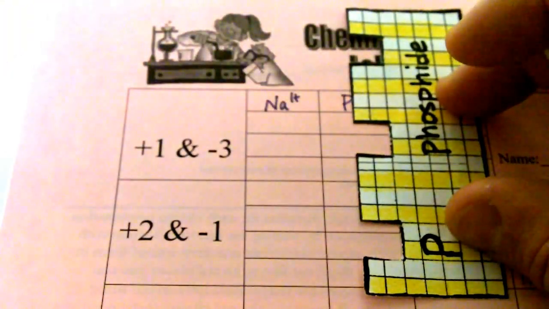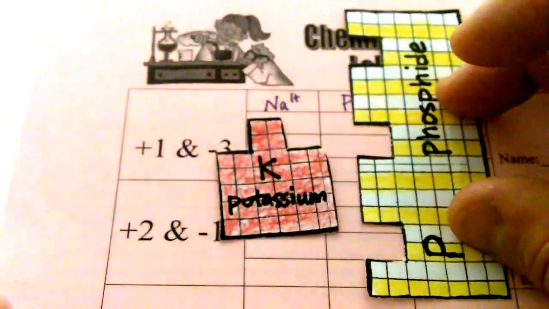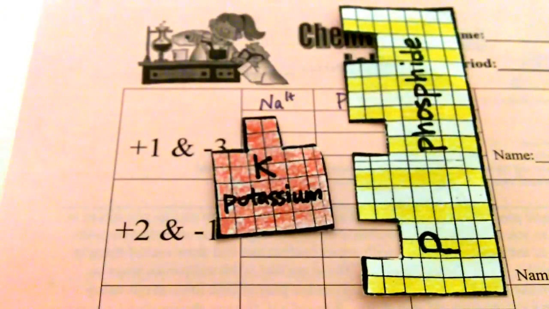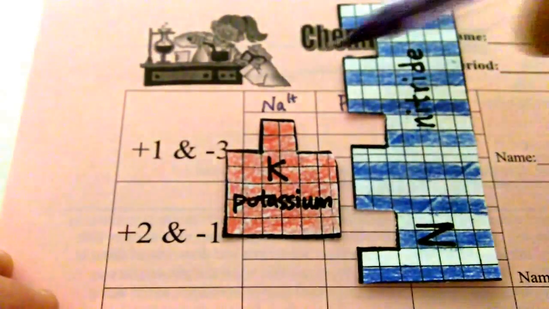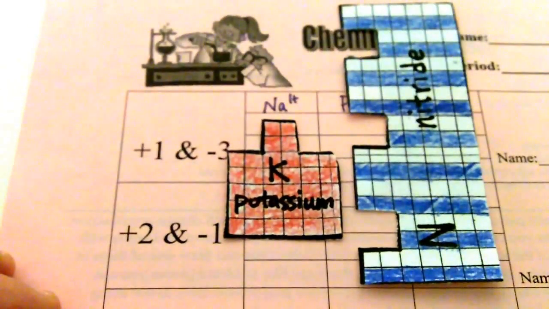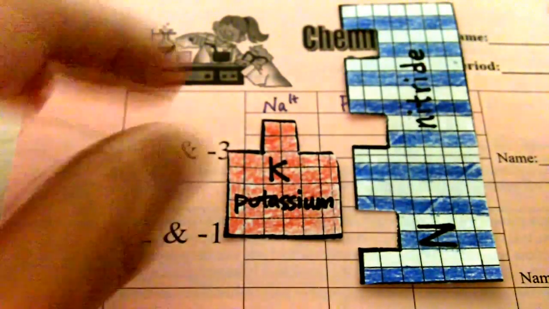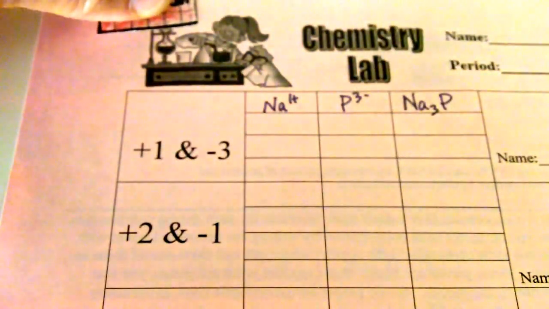The other combinations that we have, we also have potassium that can meet up with that phosphide. And we have the nitride that can meet up with that potassium, and also the sodium we've already done. So get your 2nd, 3rd, and 4th row filled in with those other possible combinations.